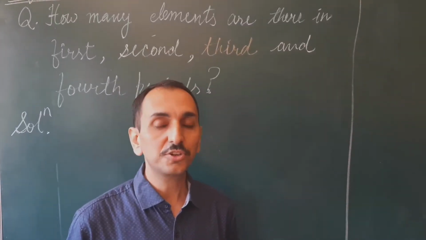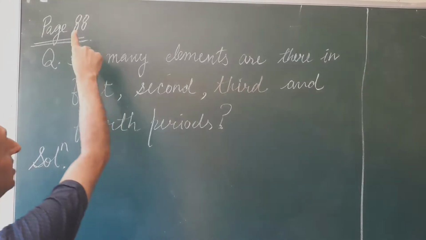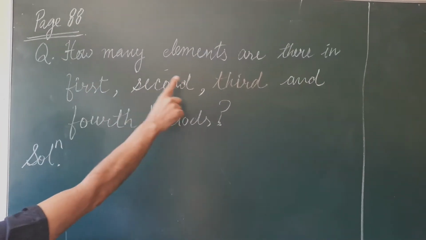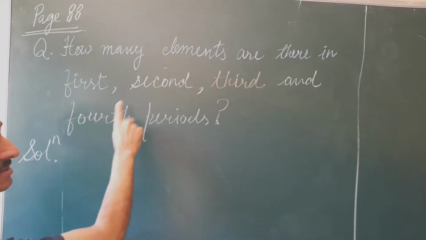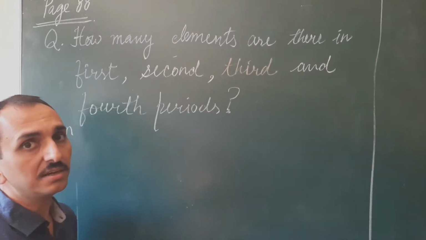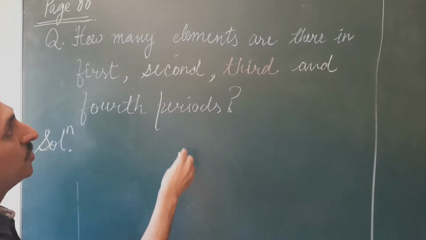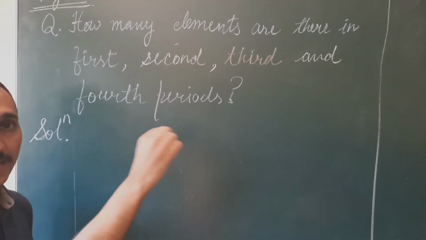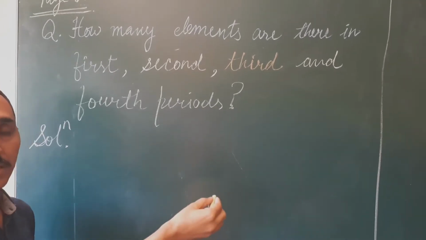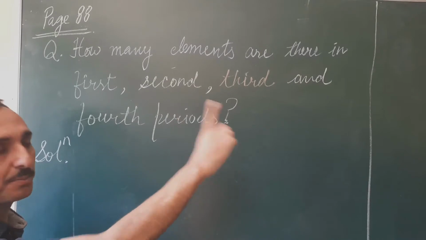Hello everyone, today we are going to start with a new question on page number 88. The question is, how many elements are there in the first, second, third and fourth periods? As we know, there are 7 periods in our modern periodic table. So, finding the number of electrons present in the shell will help us find the number of elements present in the given period.